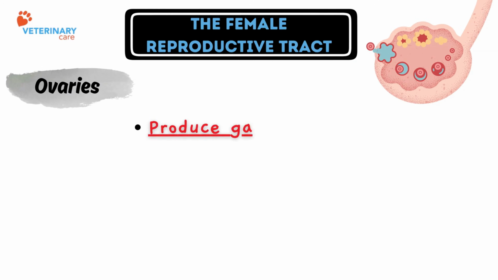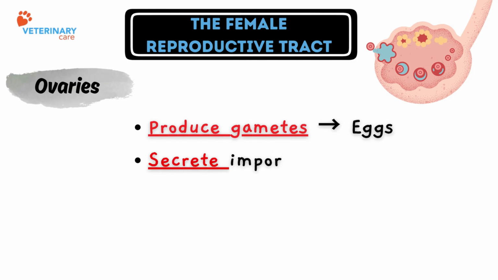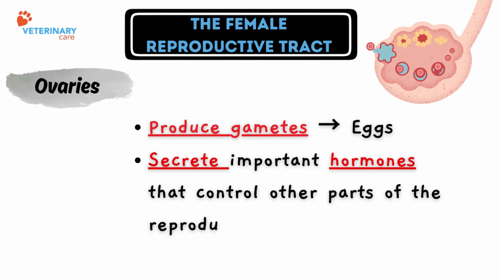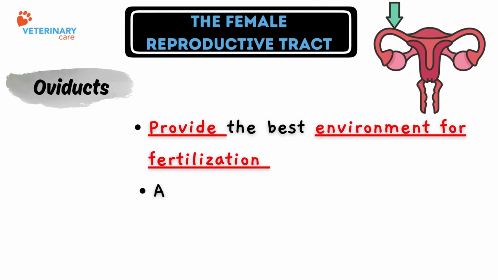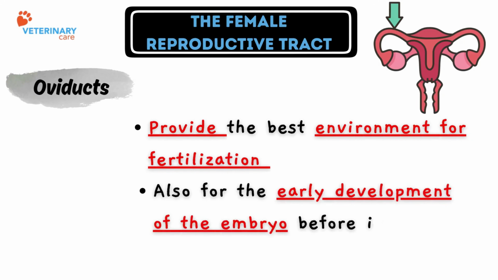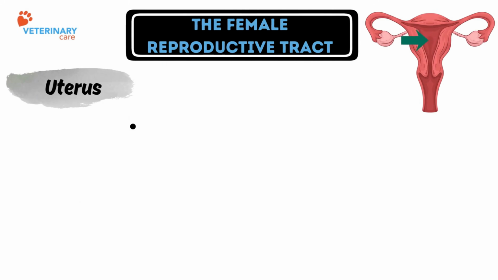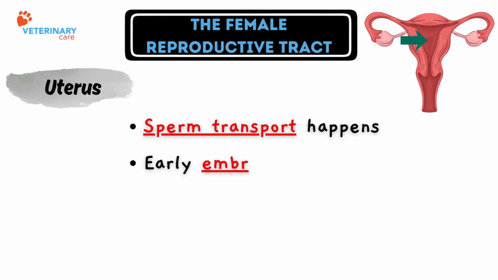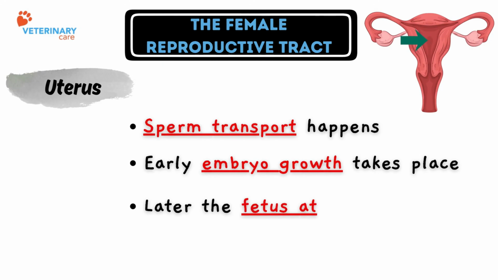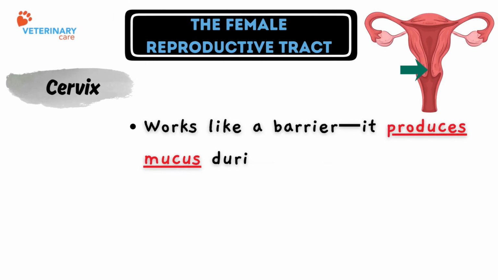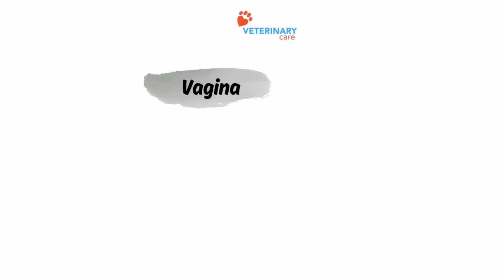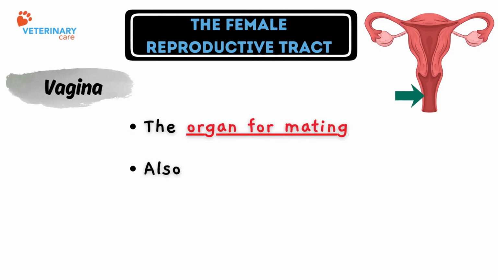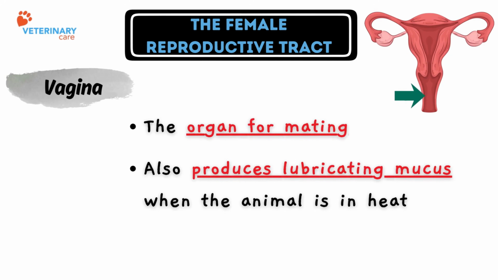The ovaries produce gametes, which are the eggs, and also secrete important hormones that control other parts of the reproductive tract. The oviducts provide the best environment for fertilization and also for the early development of the embryo before it attaches. The uterus is where sperm transport happens, early embryo growth takes place, and later the fetus attaches and develops. The cervix works like a barrier. It produces mucus during estrus and forms a tight cervical seal during pregnancy. The vagina acts as the organ for mating, and it also produces lubricating mucus when the animal is in heat.